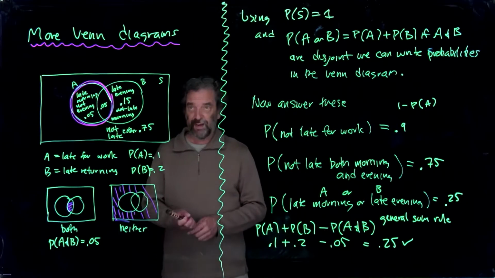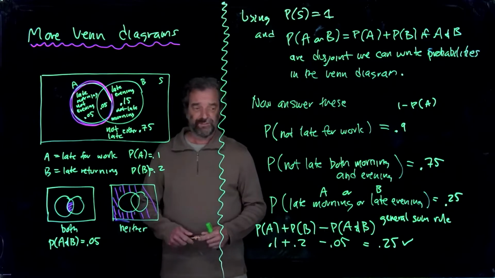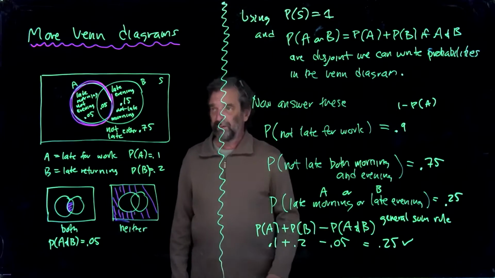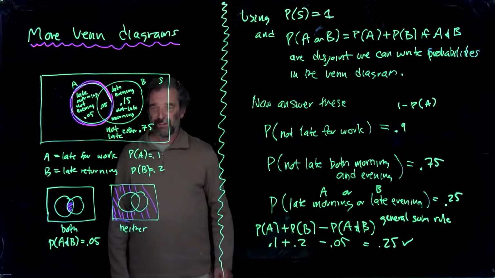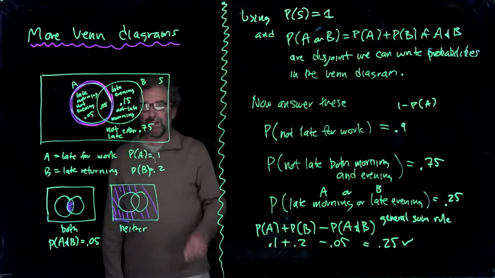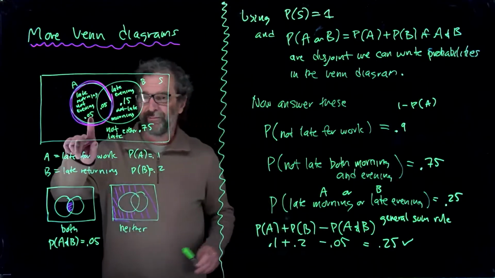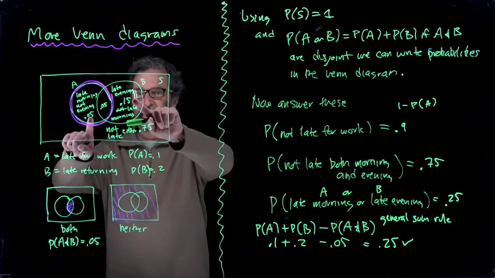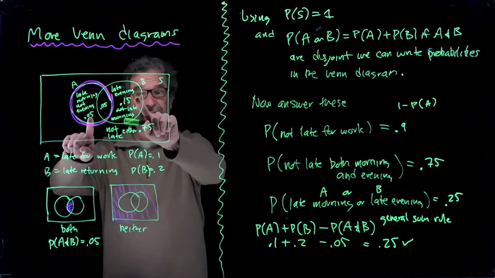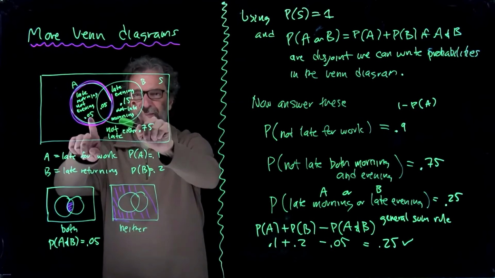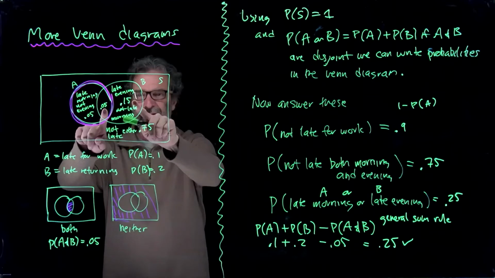All right, so we survived another slide. This Venn diagram way of thinking about things can keep us from making mistakes. The most popular mistake that gets made is people want to put 0.1 right here and 0.2 right here and leave the 0.05 there. But then when you look at A by itself, it's 0.1 plus 0.05, that's the wrong answer. When you look at B by itself, it's 0.2 plus 0.05, that's the wrong answer.